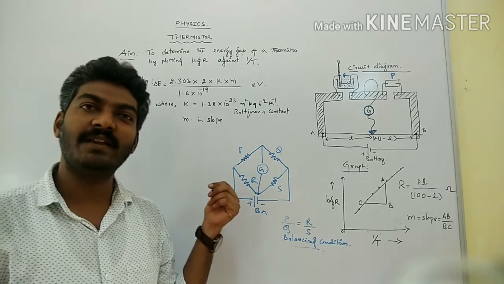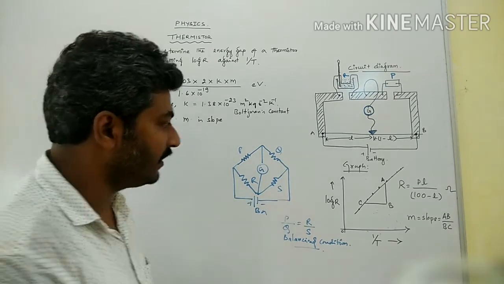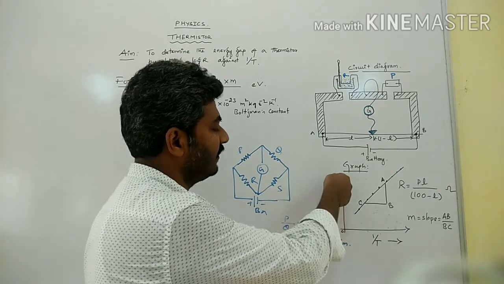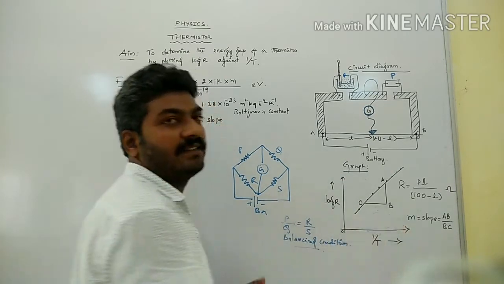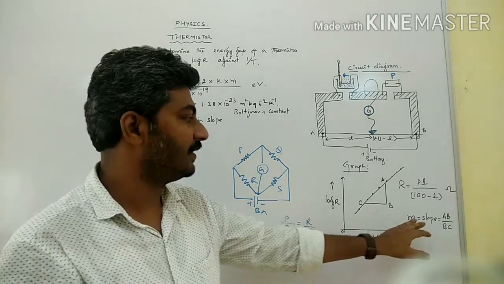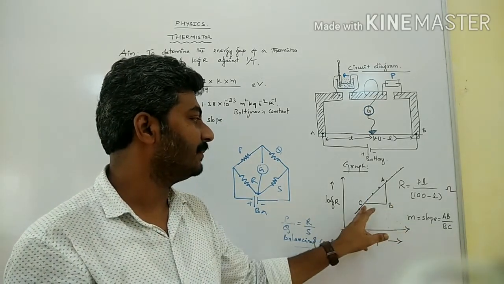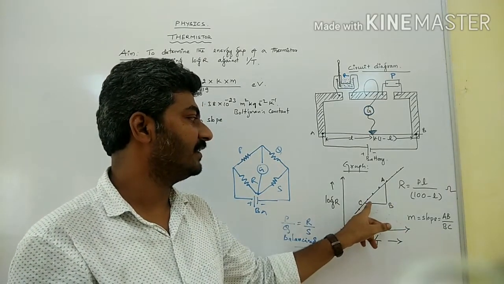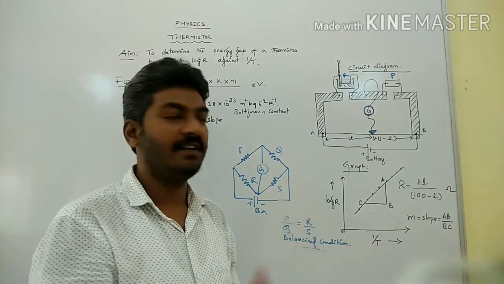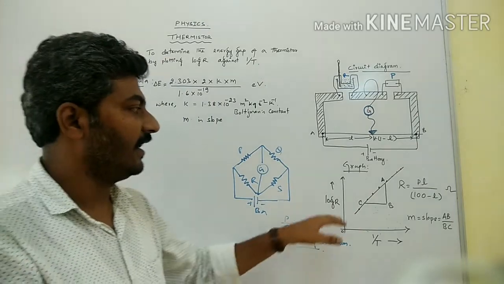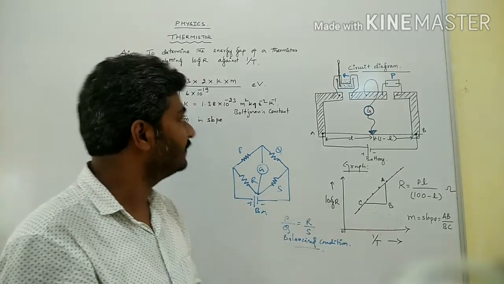This slope can be determined by plotting log of R on the y-axis and 1 over T along the x-axis. Then the slope is AB by BC. Here these are the points which are plotted by taking the values. I will explain it later.